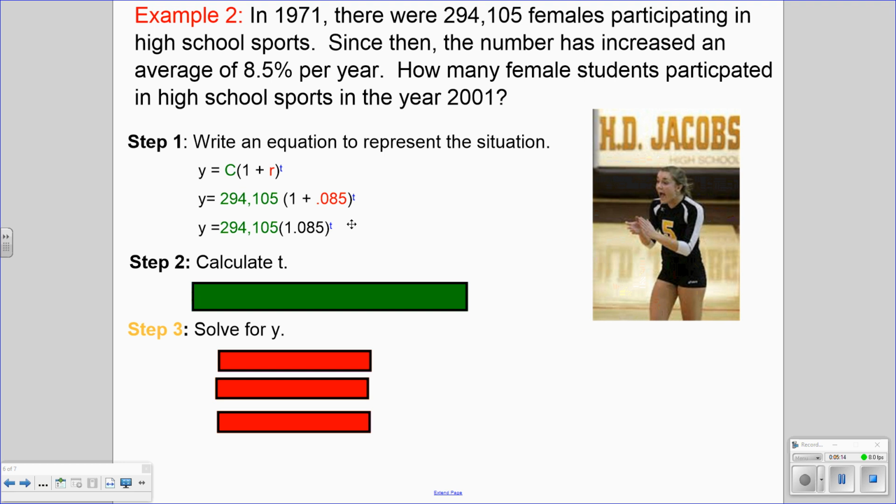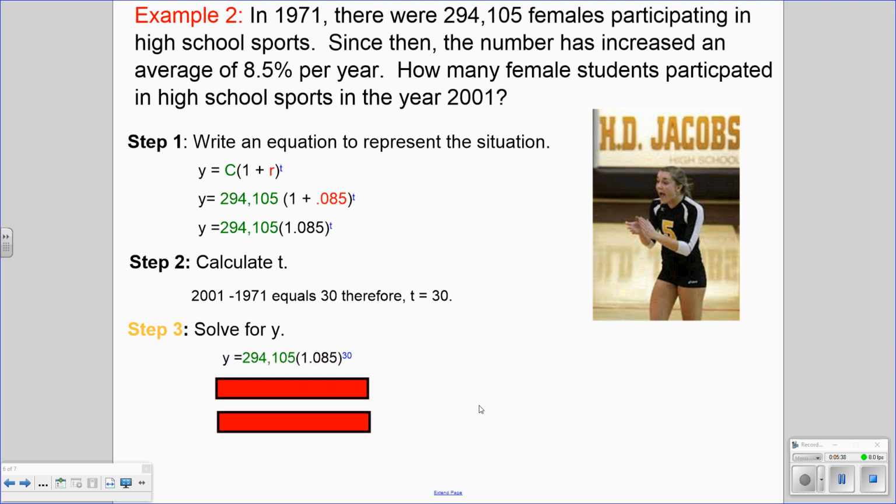Now we want to calculate t. So we're not given the number of years. We just want to know how many females participated in high school sports in 2001. So to get the number of years that have passed between 2001 and 1971, we would subtract those, and that would give us 30 years. And so therefore t would be 30. Now that we know that t is 30, we can substitute that in for t in our equation, and we can solve for y.